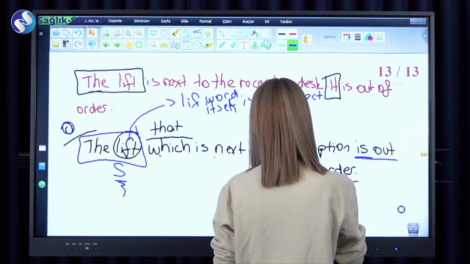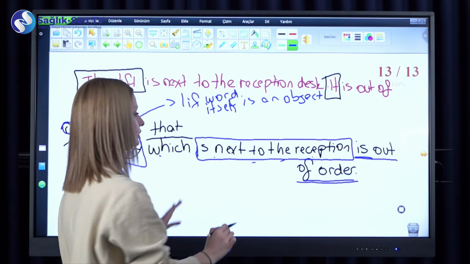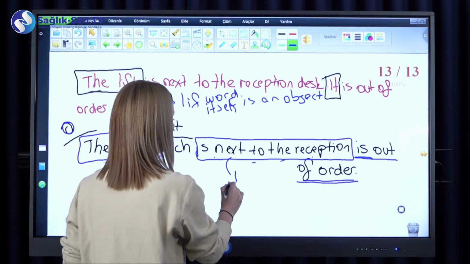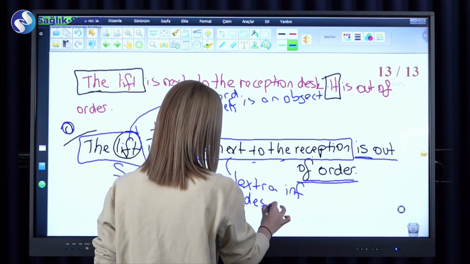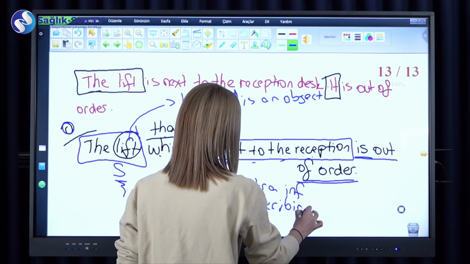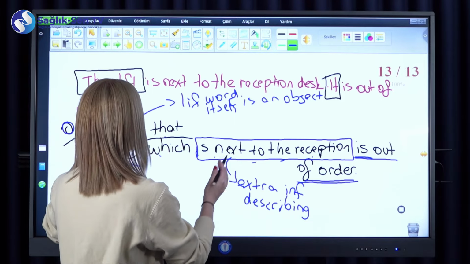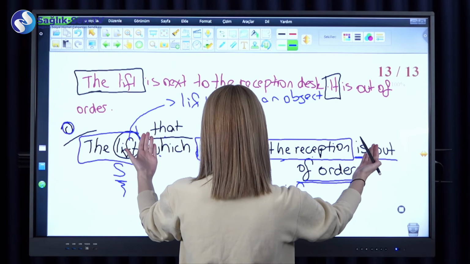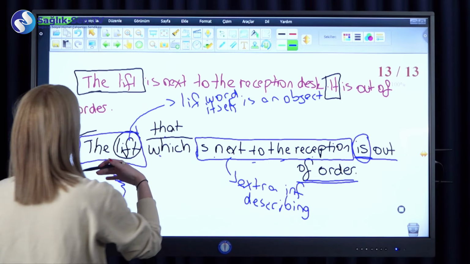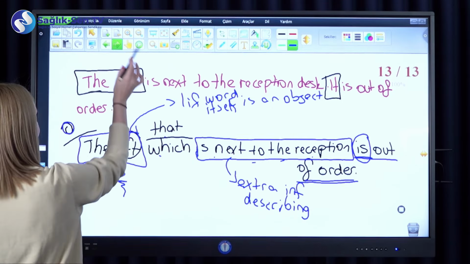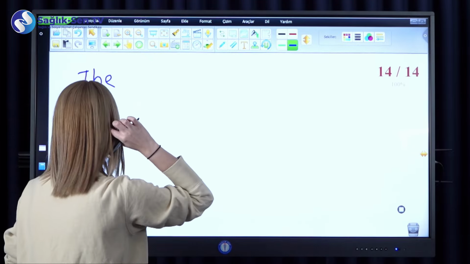This is my main clause, and the elevator being next to the reception is my extra information or describing, not the focus or the attention of the sentence. Here is my relative clause, and here is my main clause. Again, I could do it in the other way and draw focus to the next sentence.